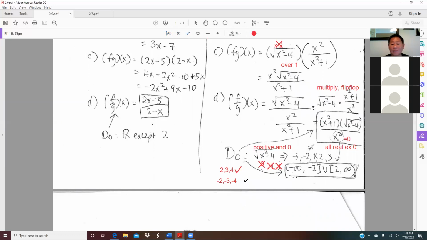So in this case, your answer will be from negative infinity to negative 2 because it works. And then it goes from 2 to infinity because the other ones work. So this is how you figure out the domain for this case. Although that is all real numbers except 0, which is already not included in this domain, because this domain doesn't have 0. Okay.